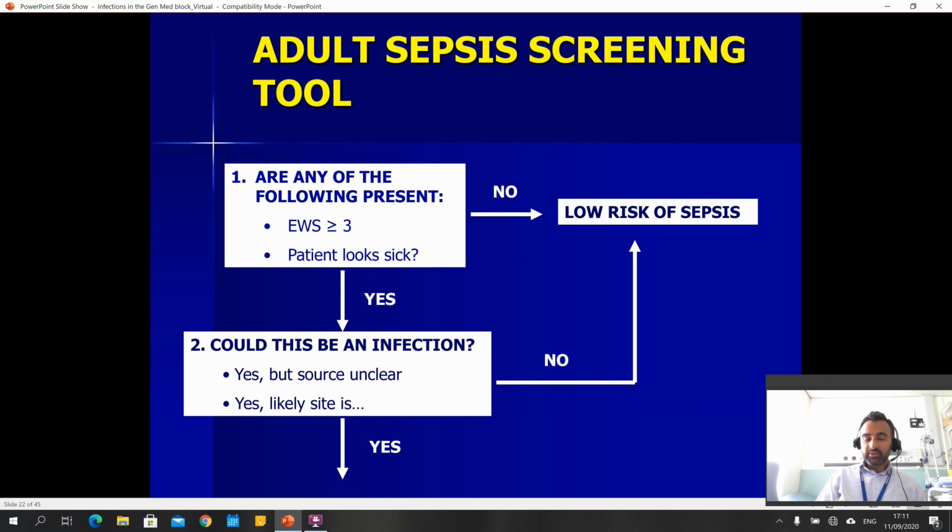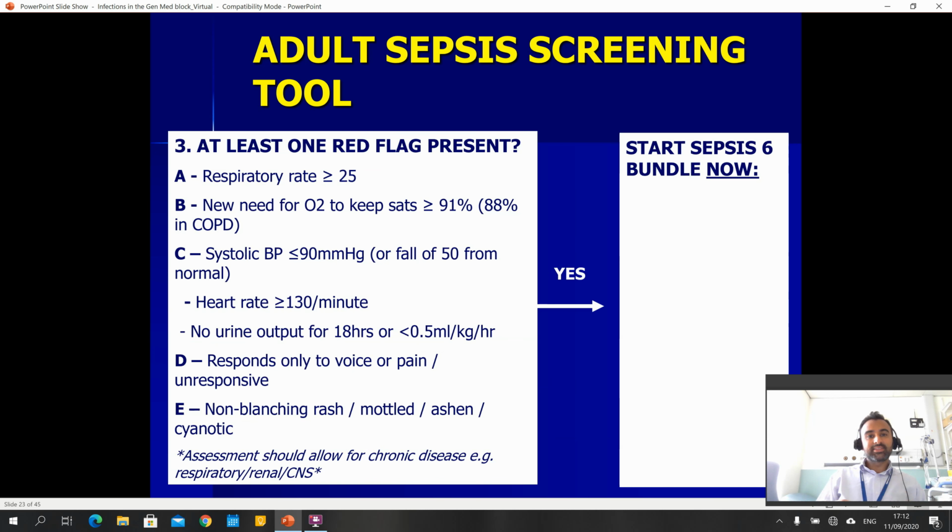And then you have to think, is there an infection? And again, you'll go through all of those things that we've just talked about. Look at the history, go through the examination, look at the blood test results, inflammatory markers, all of those things, and think, is there evidence for infection here and where is it coming from? There may well be a clear source or there may not. Either way, you then go to the next part, which is: is there red flag evidence of sepsis, sign or symptom or finding? And if there is, then you need to start the sepsis 6 bundle straight away.